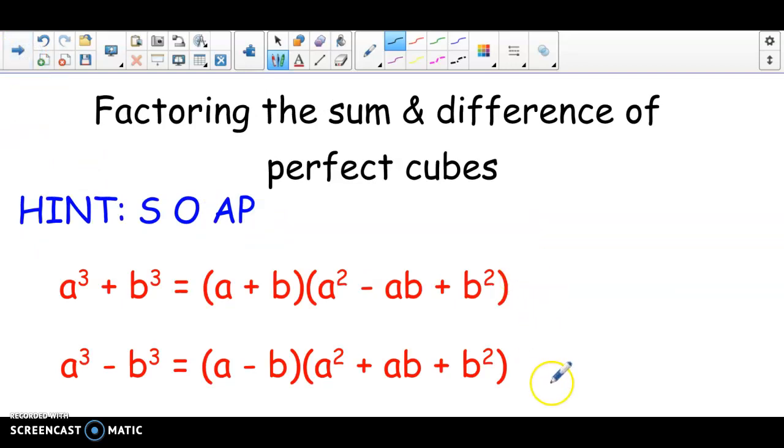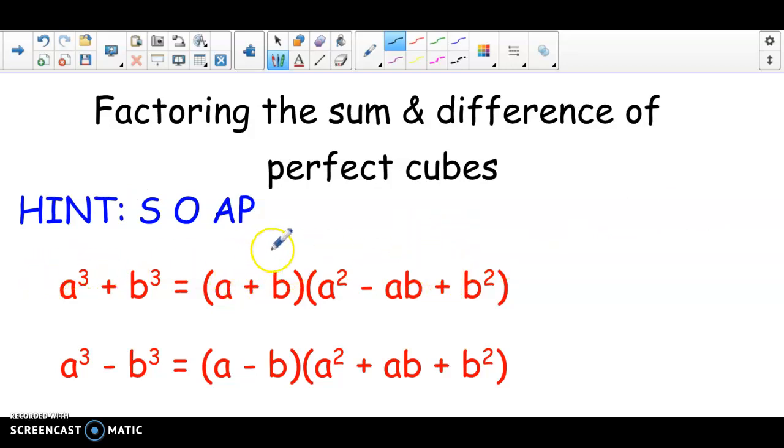We're going to factor the sum and difference of perfect cubes. While we're looking at this one, there's a hint here. Again, always make sure you look for your GCF first, but there's also a hint here. And the hint here is SOAP. And what that means is when you factor them, you're going to have one binomial and one trinomial.